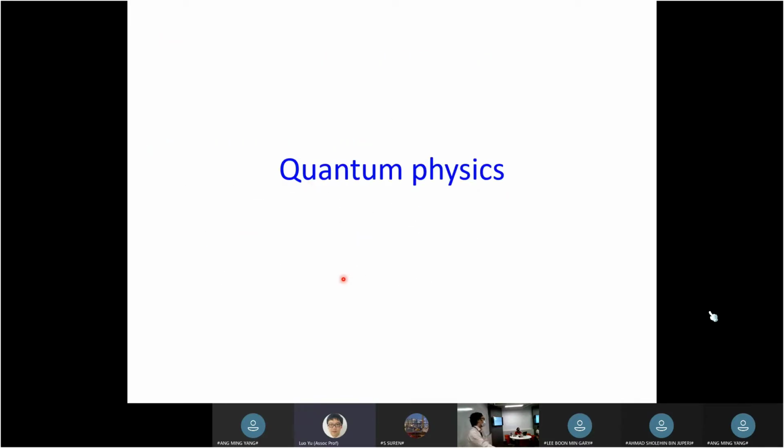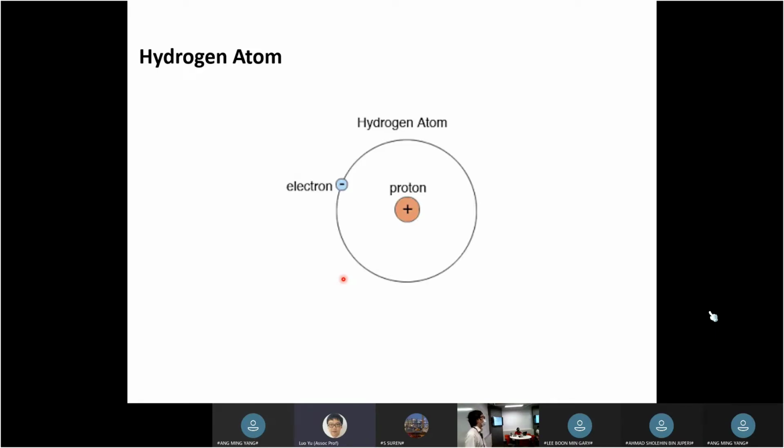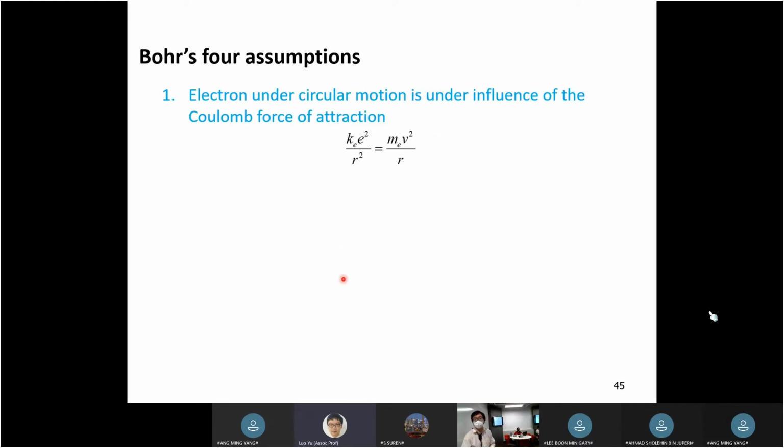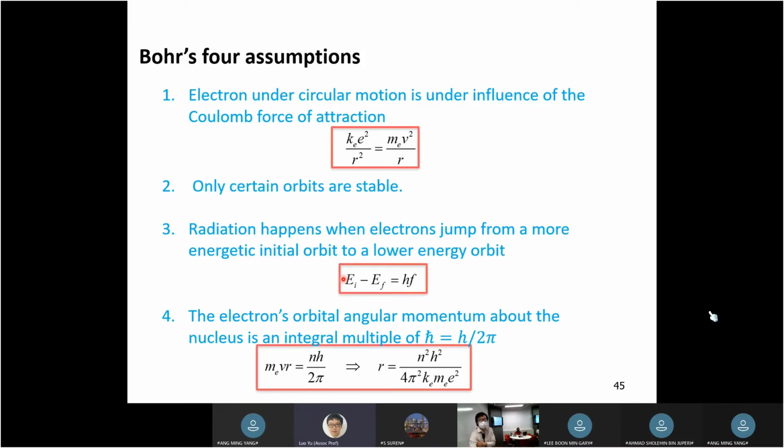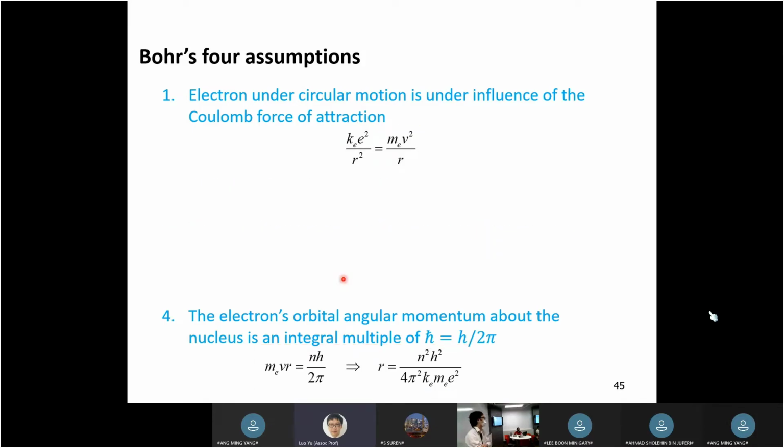So the quantum physics, as I said, especially when you don't have time to prepare, first look at the three important parts: photoelectric effect, hydrogen atom, as well as the quantum wave. So first, let's look at the hydrogen atom. For the hydrogen atom, what you have to remember is Bohr's formula and Bohr's assumption.